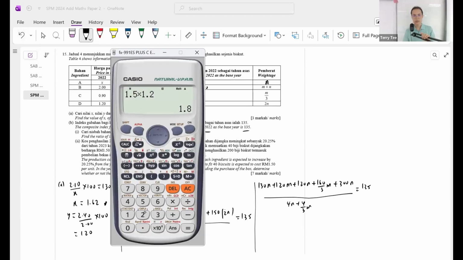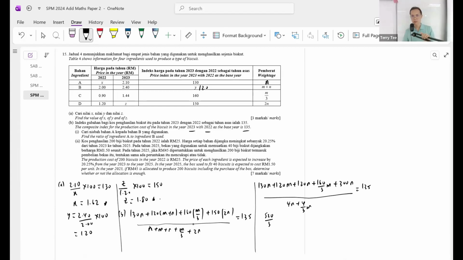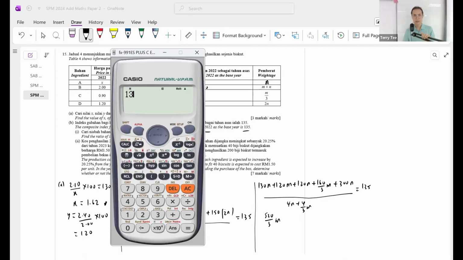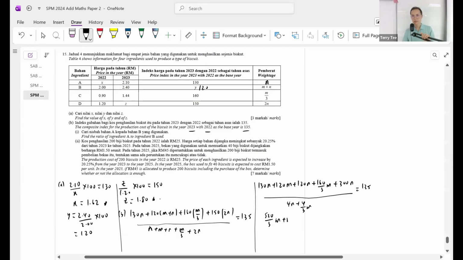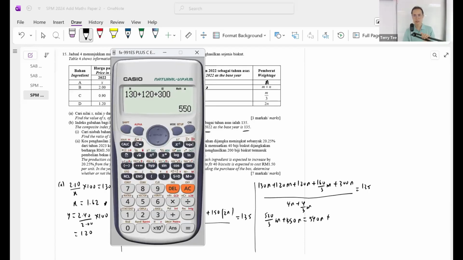120 plus 160 over 3 would be 520 over 3M. Then 130 plus 120 plus 300 is 550N. This one I times over 135 times 2 is 540N. Then 4 over 3 you can multiply with 135. That gives us 180M.